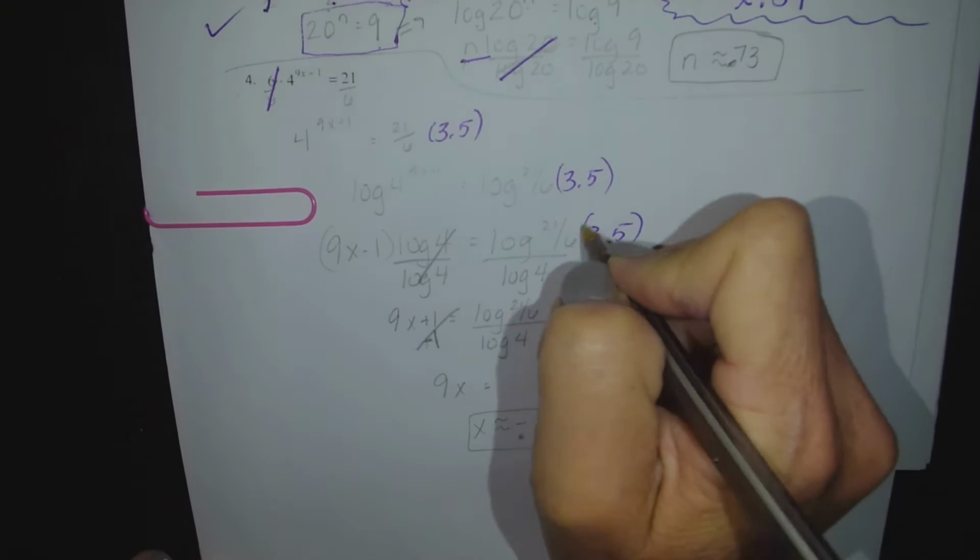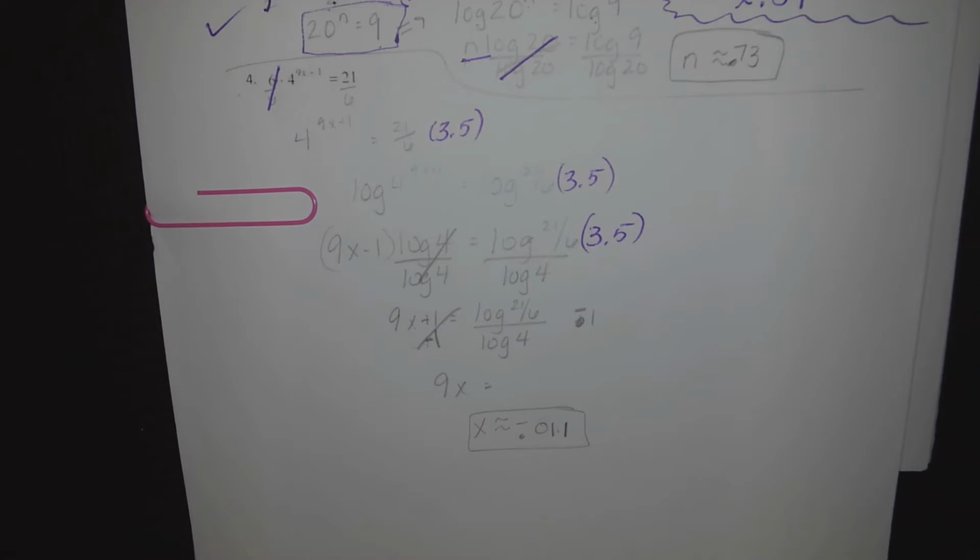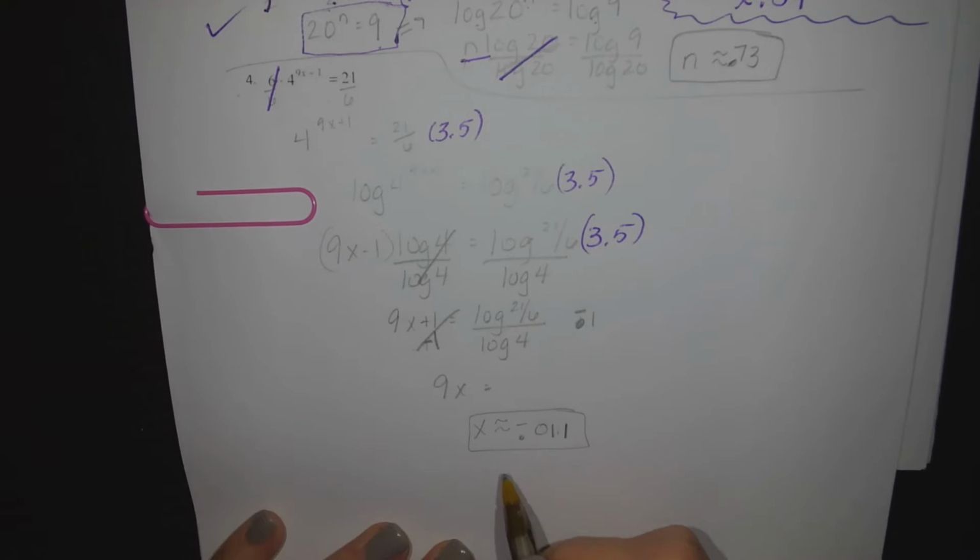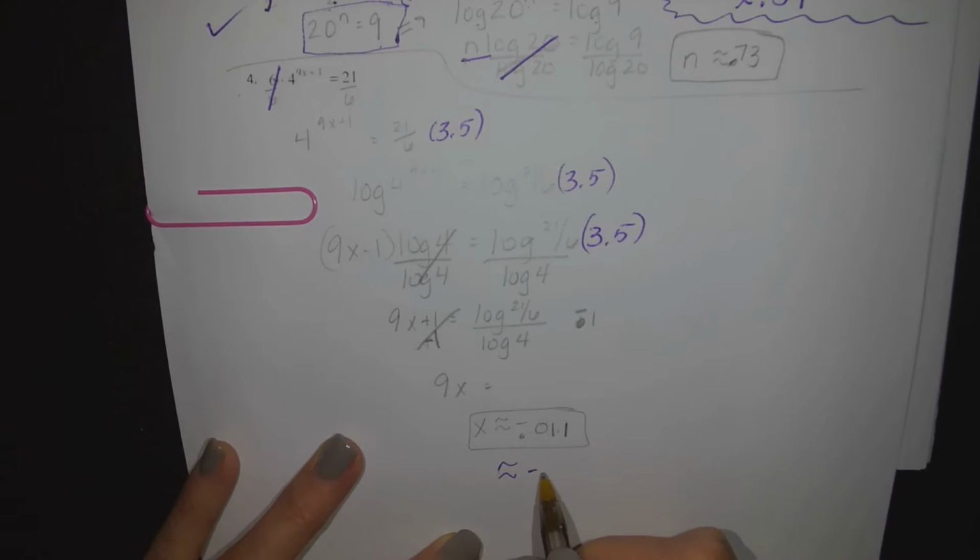I would, that's probably easier. I got like 0.021. That's a 0.11. Negative 0.011. There you go, a little better.